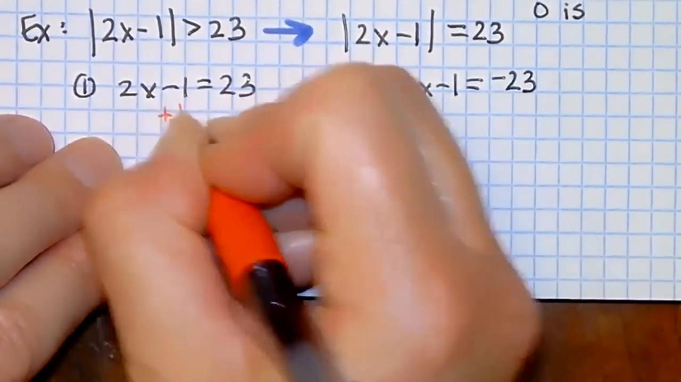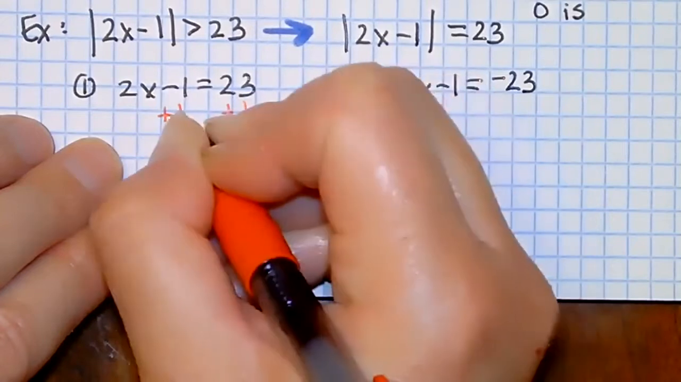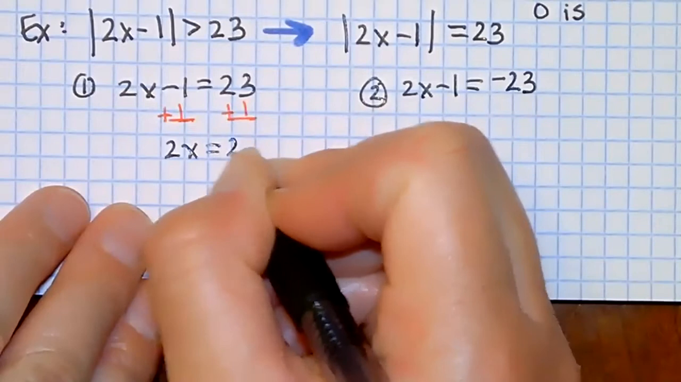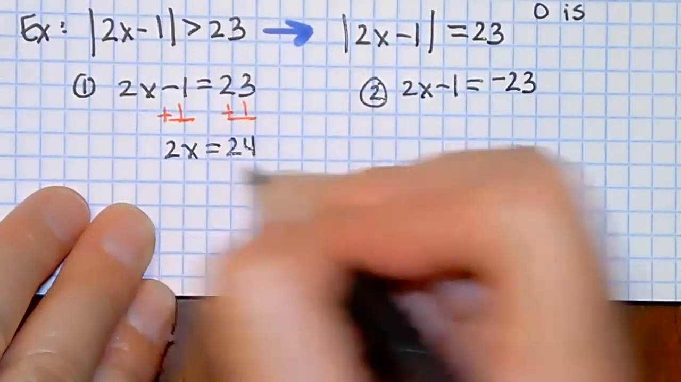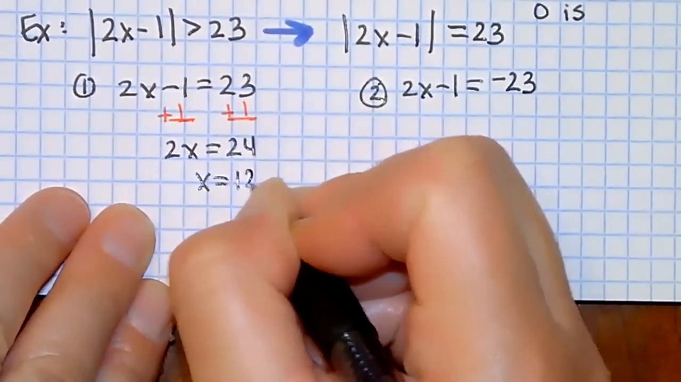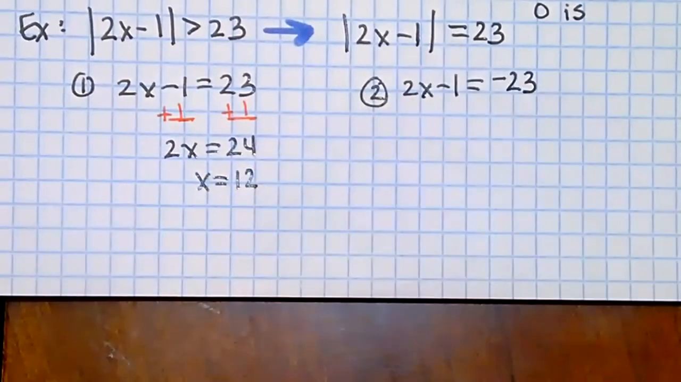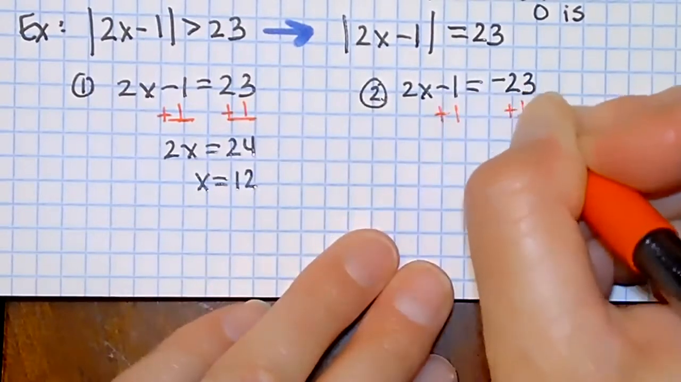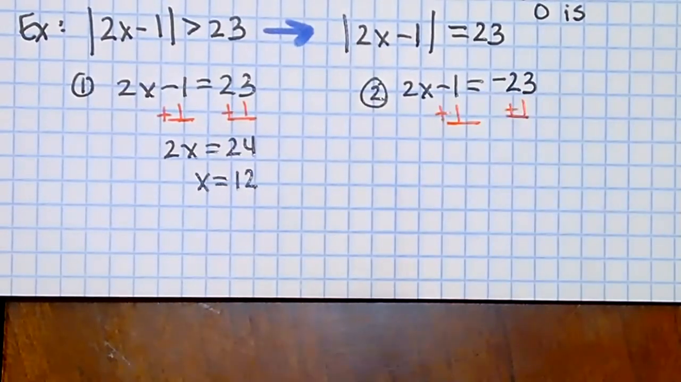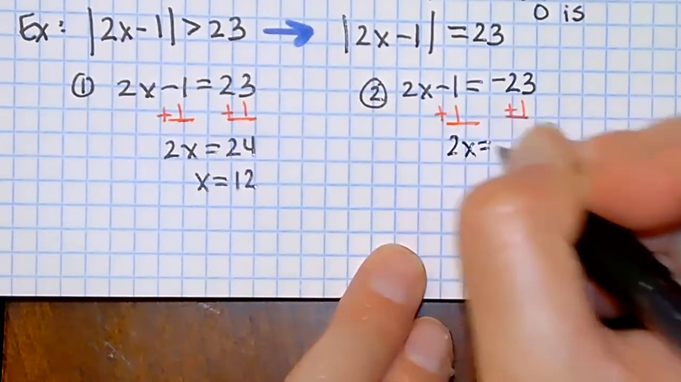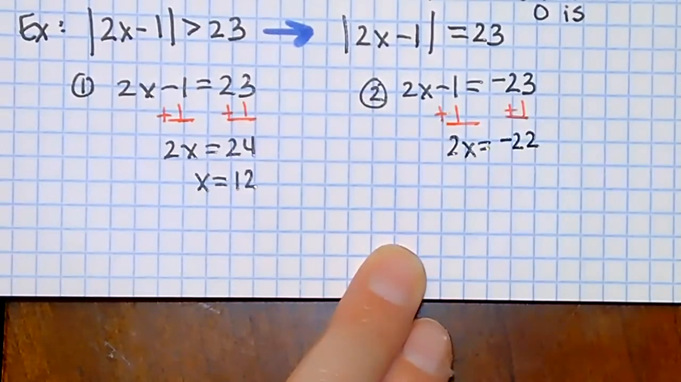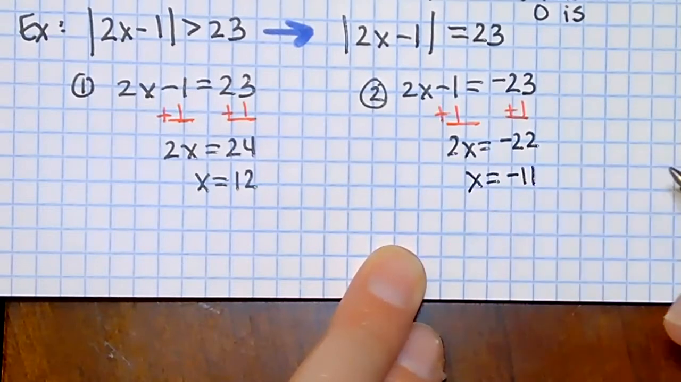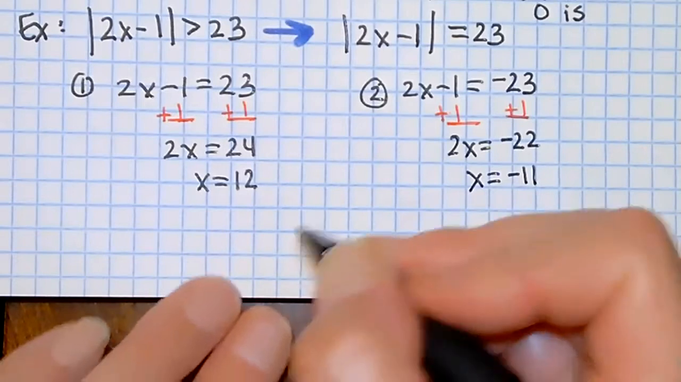So I'm going to add 1 to both sides. And when I add 1 to both sides, I get 2x is equal to 24. I'm going to divide both sides by 2, so I get x is equal to 12. So that's one of my boundary points. Over here, I'm going to add 1 to both sides, and I'm going to get 2x is equal to negative 22. I'm going to divide both sides by 2, and I get x is equal to negative 11. These are my two boundary points.